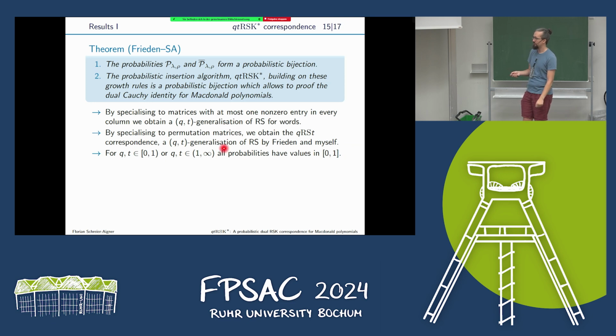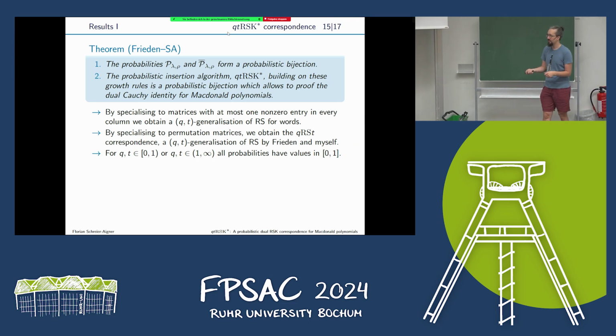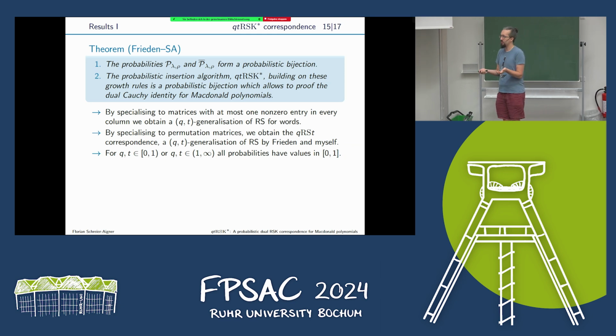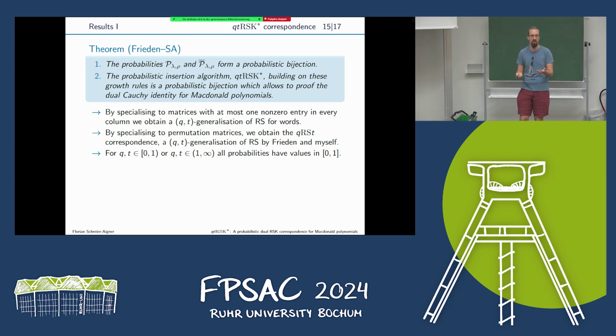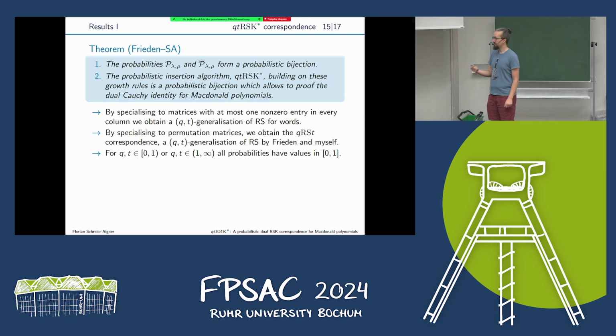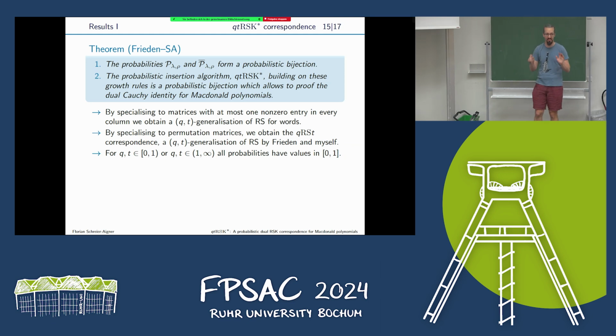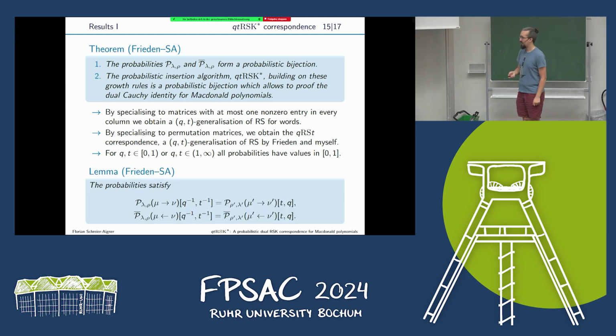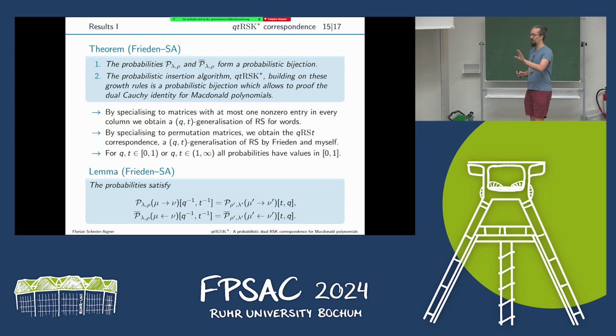And if you further specialize to permutation matrices, one obtains the qRST, the Qt correspondence Gabe and I defined a few years back, which is generalizing just the classical Robinson-Schensted for permutations. And if you specialize Q and T, the one property which makes probability theorists very, very happy is that if you take Q and T between 0 and 1, or between 1 and infinity, everything I call a probability is really an honest probability, so it stays between 0 and 1. And then for these other specializations, something really nice is this lemma here, which tells you what is happening if Q and T are inverted.